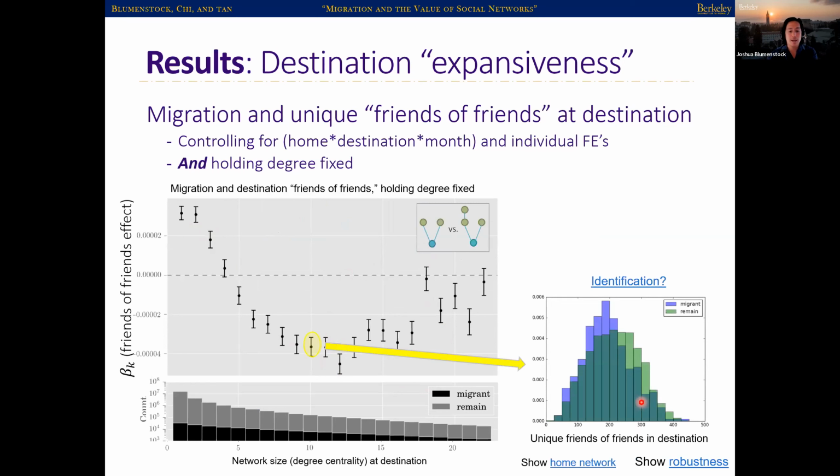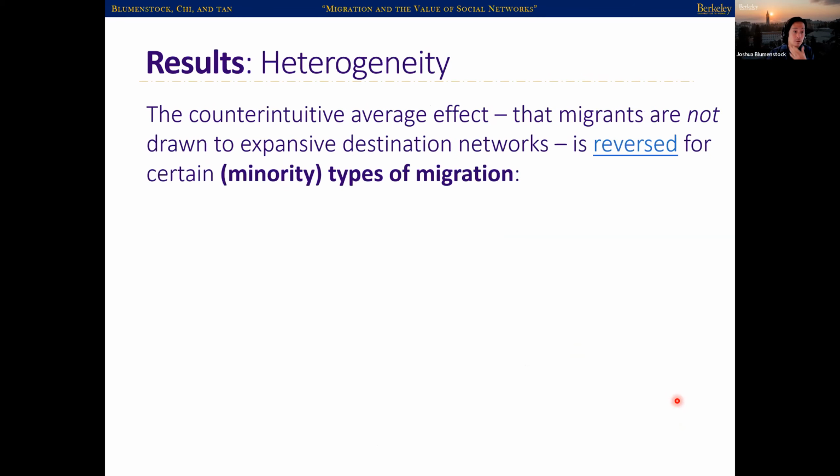So what I'm showing you here is the sample of all of the people who have exactly 10 friends in the destination. The migrants are in the dark blue and the non-migrants are in the green. And what you see is that the people who don't migrate have actually more friends of friends. In other words, just in the raw data amongst people who have exactly 10 friends in the destination, you're more likely to migrate if you have fewer friends of friends, which contradicts a lot of what you'd see in these stylized network models of diffusion centrality and network information.